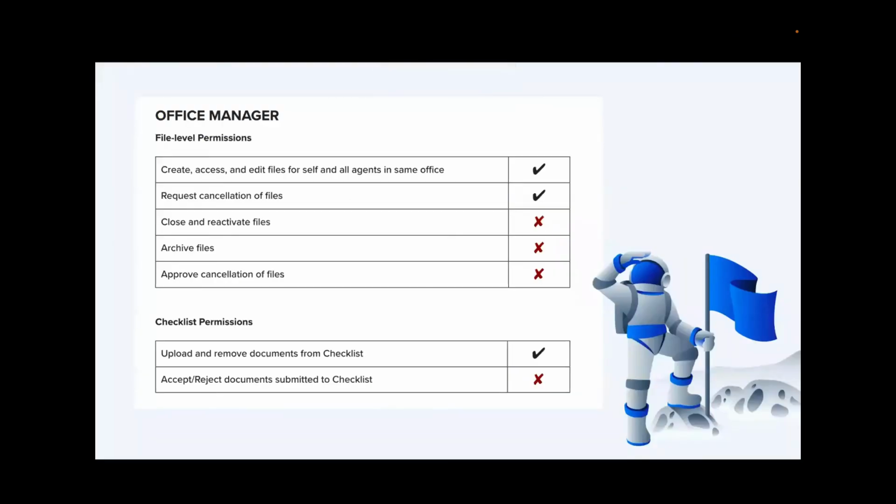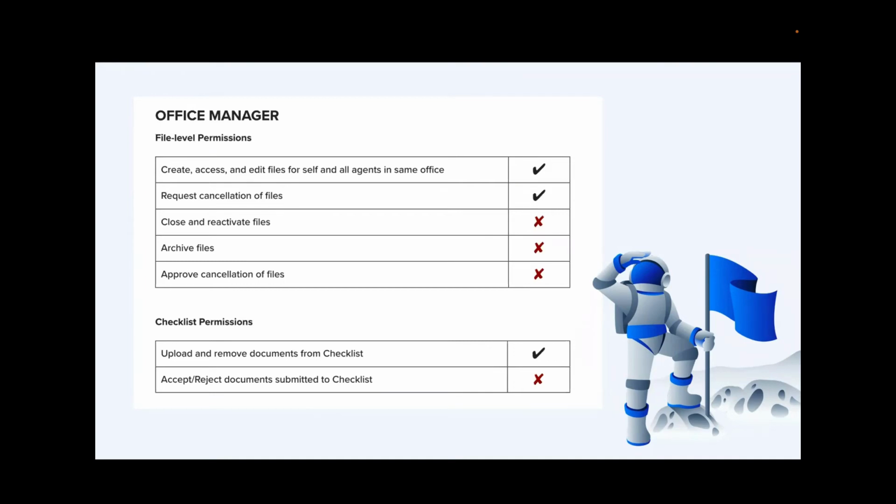Now, here in SkySlope, we have our traditional roles. We have our broker. That is really going to be the role or that main umbrella account that we all work underneath. Then, as admin, we can essentially be that broker's right hand. We have a lot of those same capabilities that we can customize, really depending on the user.